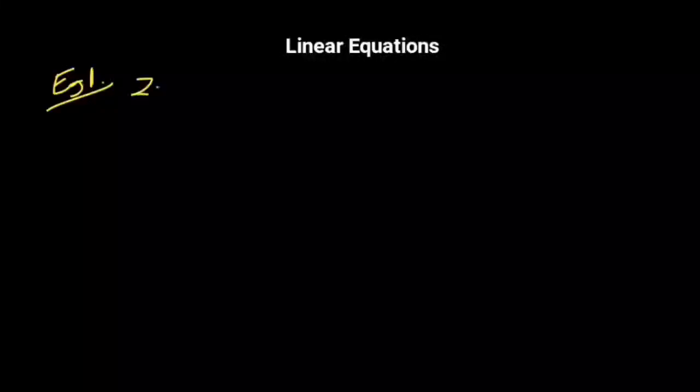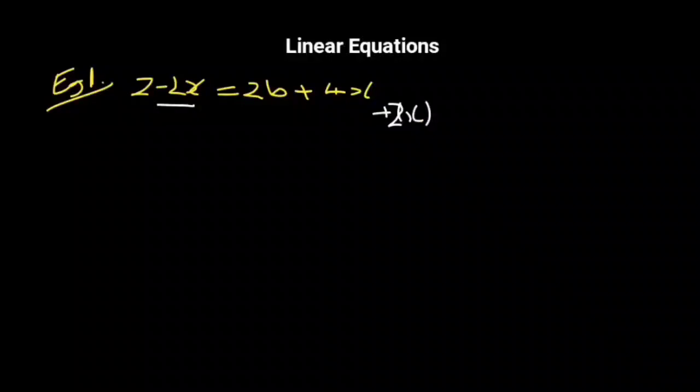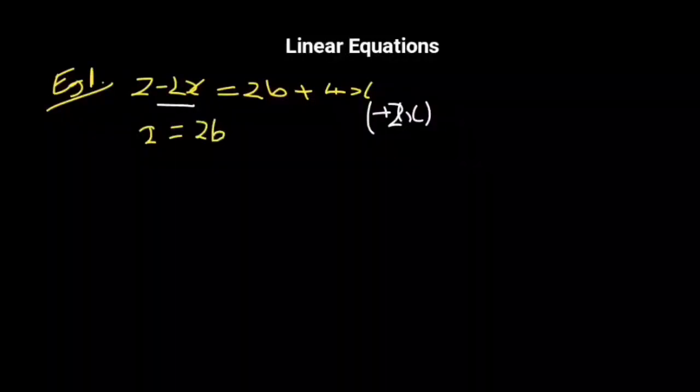If we have 2 minus 2x equal to 26 plus 4x, then we need to simplify this. We need to find the value of x. We know we have a minus 2x and we have a positive 4x. So we need to make all of our x's on one side of our equation. So we're going to move our minus 2x to the opposite side of our equation, to the right. So that means we need to add 2x to the opposite side because it's doing the opposite. So rewriting our equation, we'll have 2 is equal to 26 plus 4x plus our 2x.